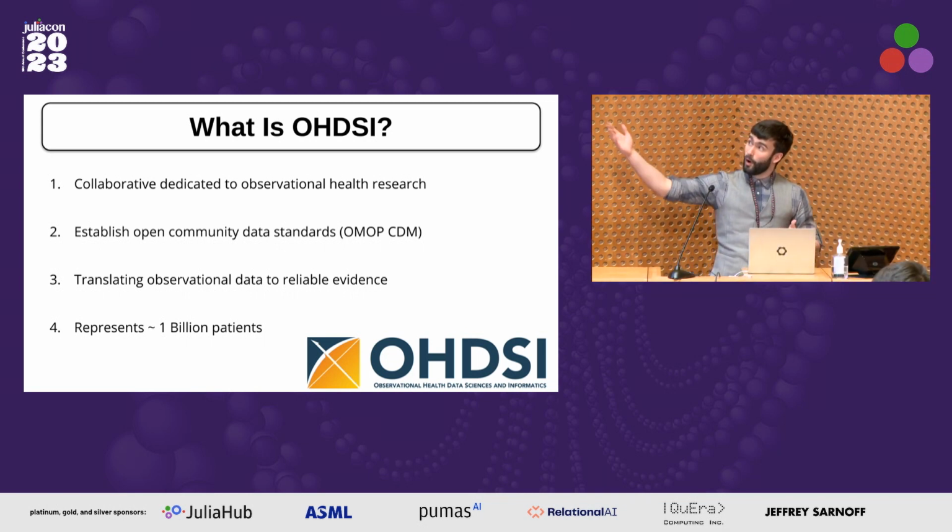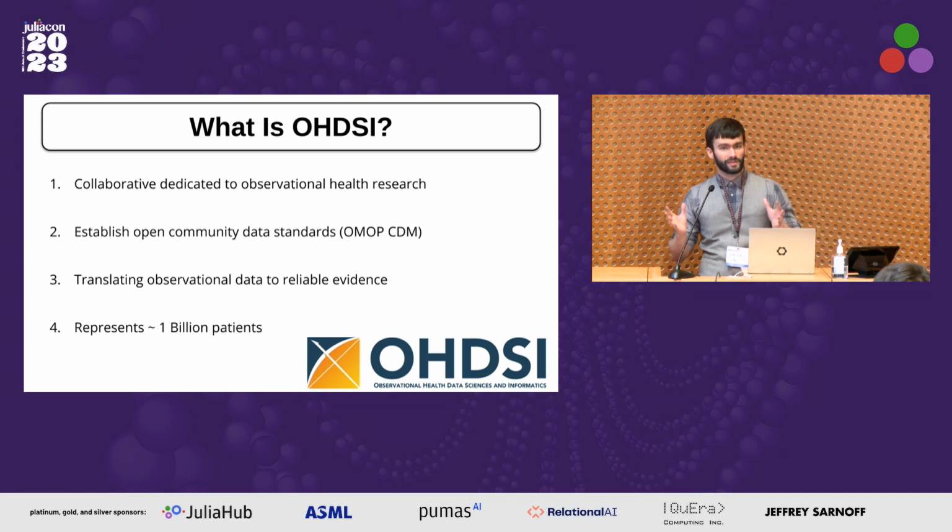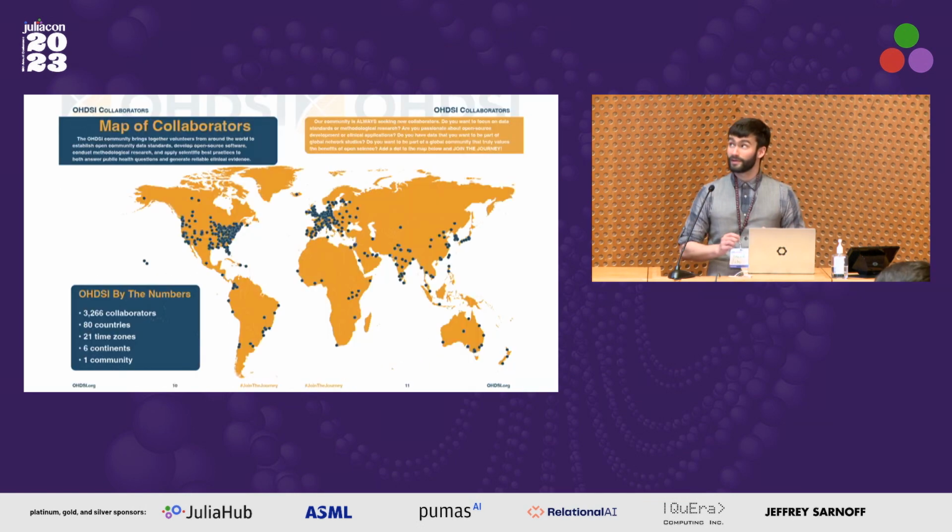They've developed open community data standards to work with this data in a modular as well as standardized way, called the OMOP Common Data Model, which I will get back to in a little bit. Additionally, they focus on translating this real-world data into real-world evidence. Collectively, the ecosystem within Odyssey of all the collaborators represents nearly 1 billion patients across the entire globe. To give a sense of where all the collaborators are, the blue dots represent collaborators located throughout all the countries of the globe. As you can see, it's quite an extensive network.